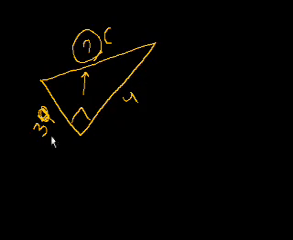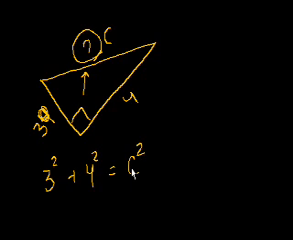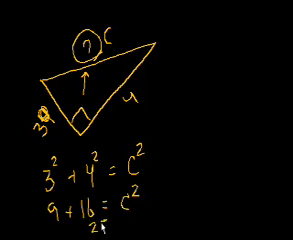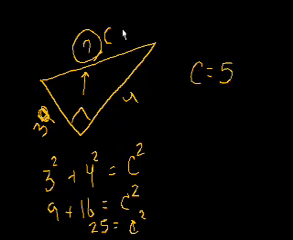So in this case, we see that the other two sides, each of them squared, when added together will equal C squared. So we get 3 squared plus 4 squared is equal to C squared, where C is our hypotenuse. So 3 squared is 9 plus 16 is equal to C squared. 25 is equal to C squared. And C could be plus or minus 5, but we know that you can't have a minus 5 length in geometry. So we know that C is equal to 5.